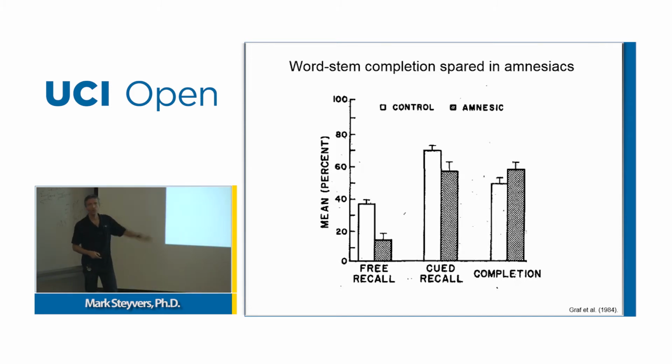Yeah. If you do this experiment over and over again, normally you would find that amnesics are about the same level as normal controls on implicit memory tests. Yeah. So don't read too much into this finding that controls are worse, right? Okay.